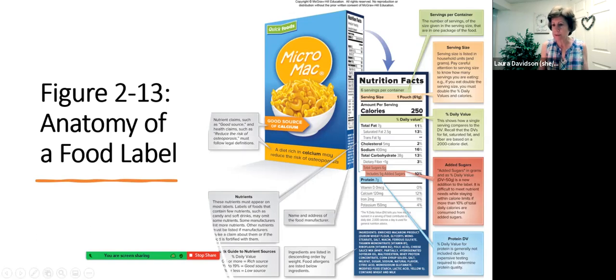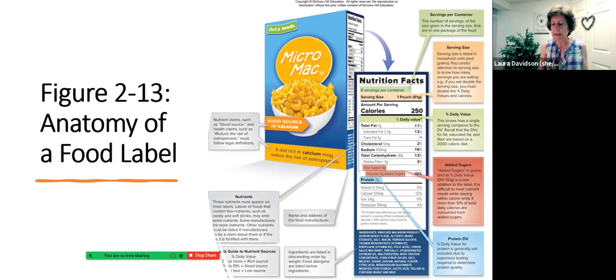Daily value is a percentage that shows you what percentage of the entire day's allowance for that specific nutrient is provided in this one serving. Okay, so you can see here that this macaroni and cheese is providing 11% of the fat that you are allotted for a day. And this is for a 2,000 calorie diet. So that has to be kept in mind too. It's an average person, 13% of the saturated fat, etc.